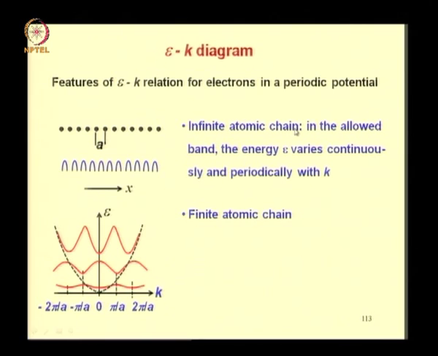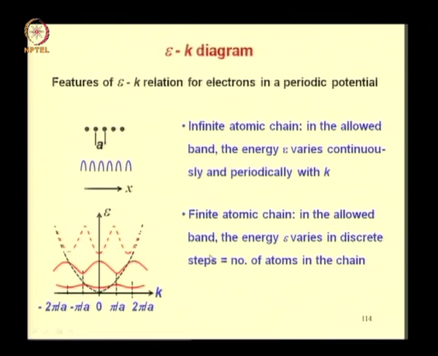For an infinite atomic chain, in the allowed band, the energy E varies continuously and periodically with k. This is what you can see. So this is the allowed band of energy, this is another allowed band of energy, this is another allowed band, and in the allowed bands the E varies continuously and periodically with k. Now what will happen if you have a finite atomic chain?